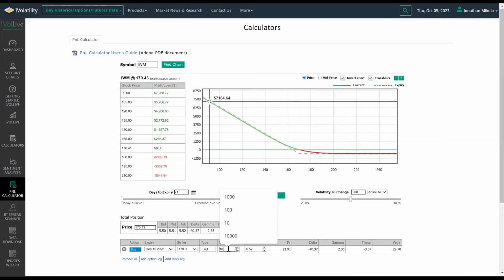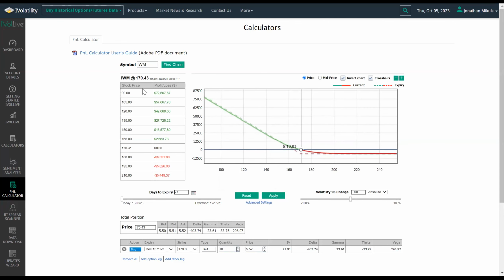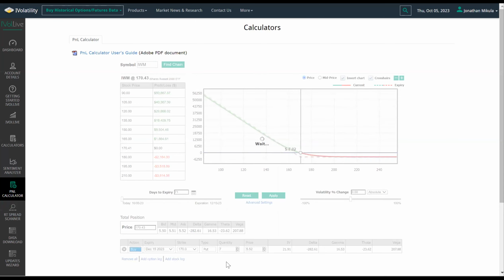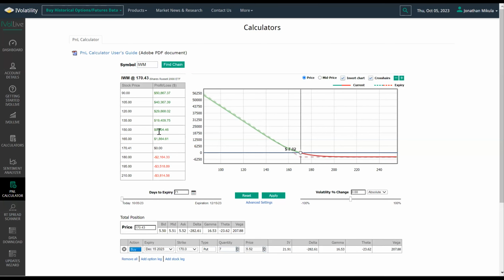We could also say, well, what if we bought 10 of these put options, and this will update. 72 grand instead of 7 grand, and also the loss is magnified. So it's important to keep in mind. Whatever number of contracts or increment you're interested in, it will update the math. So that way, you have a very accurate potential P&L.